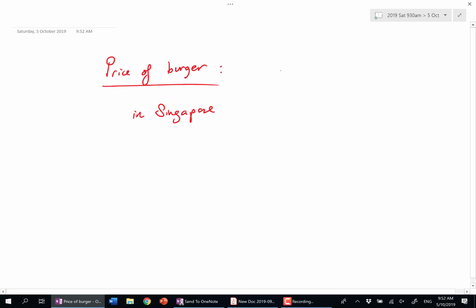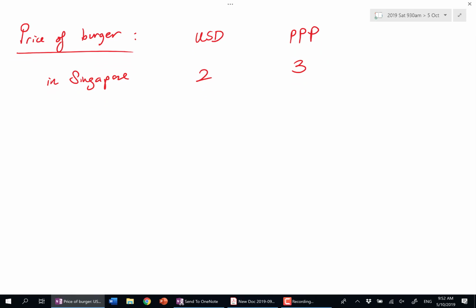At this burger, in terms of US dollar and in terms of PPP, it costs you 2, it costs you 3 here. What does that mean? Okay, so before you can understand this, you need to first understand that there are two kinds of exchange rates.